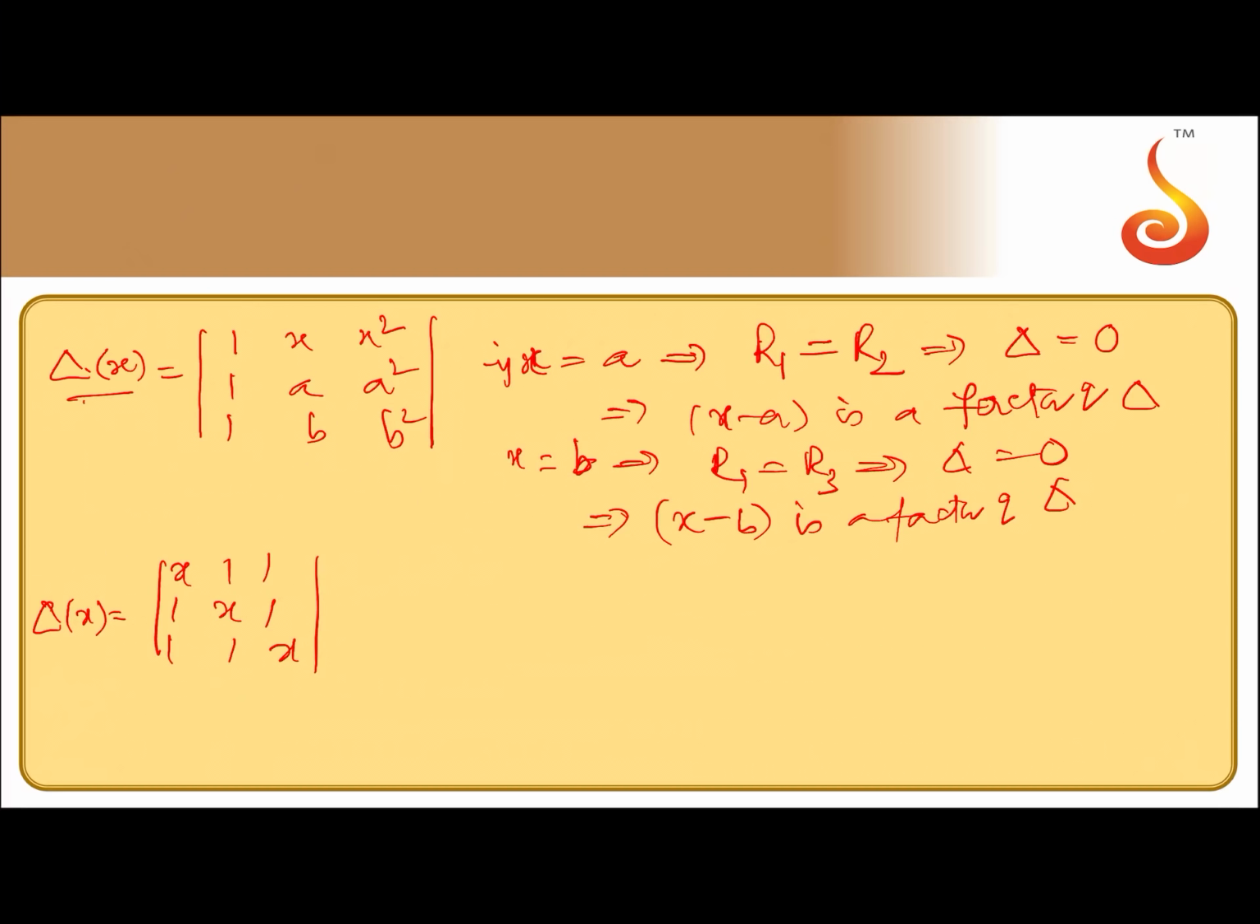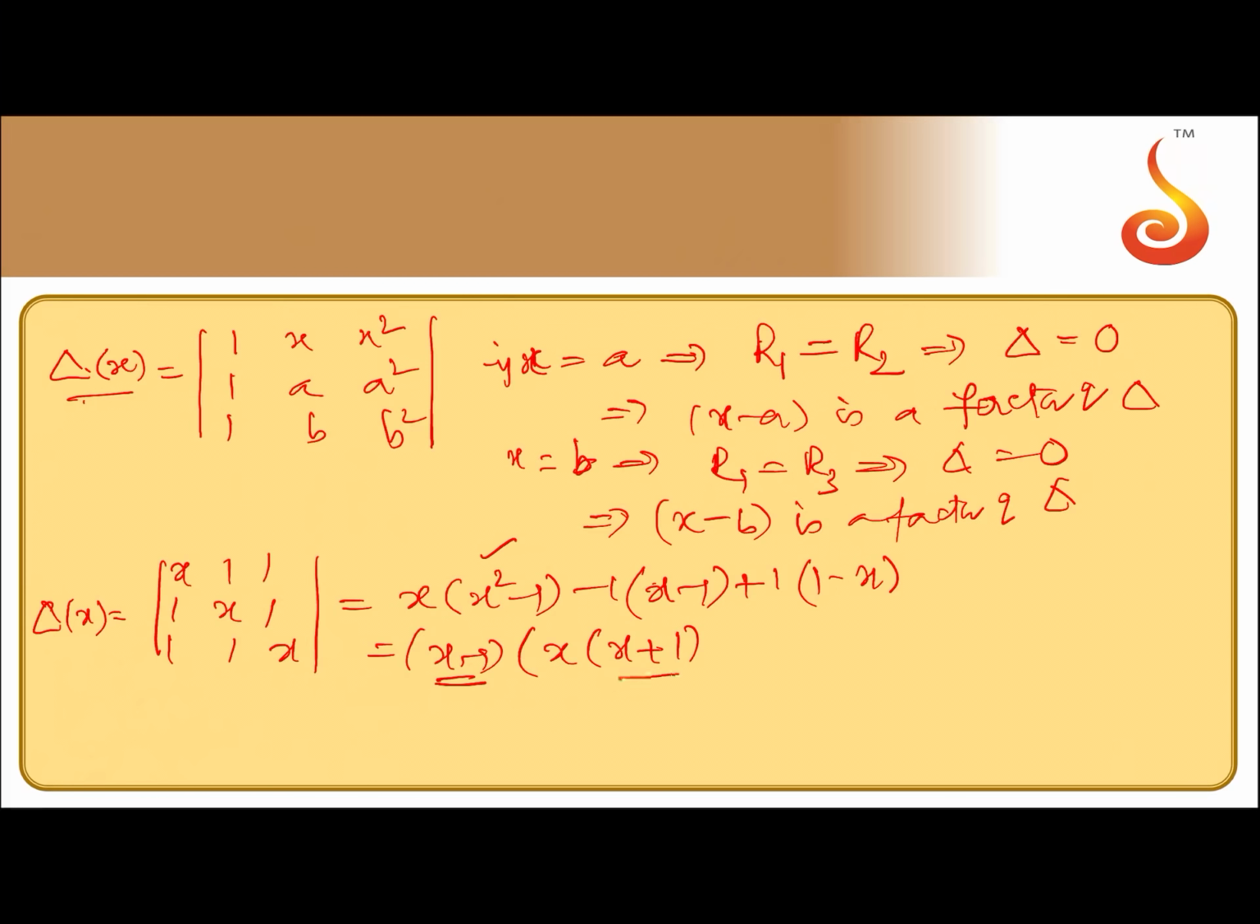We do not know the value of this determinant. Let me expand this one. So x multiplied by x square minus 1, minus 1 multiplied by x minus 1, plus 1 multiplied by 1 minus x. Why not take up the common factor x minus 1? It becomes x into x plus 1, because x square minus 1 can be written as x minus 1 into x plus 1. From the second term you can have a common x minus 1, remaining x plus 1 as it is.